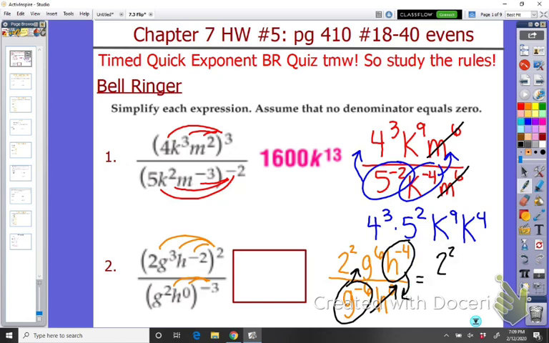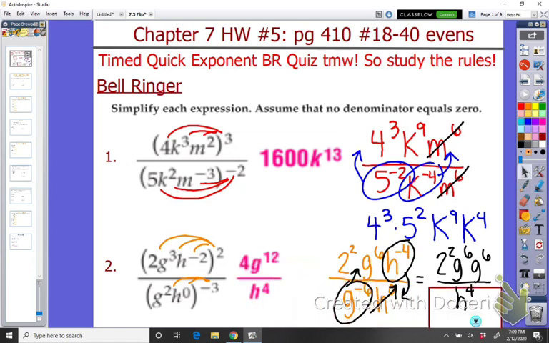So you have 2 squared up here, g to the 6th, another g to the 6th, and then h to the 4th. So 2 squared is 4, and then you have 12 g's up there with h to the 4th on the bottom.